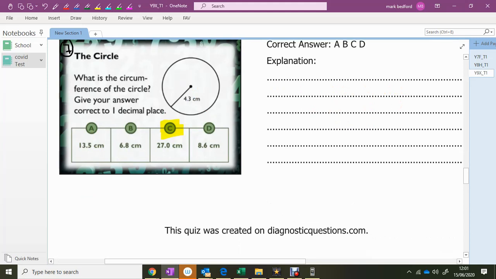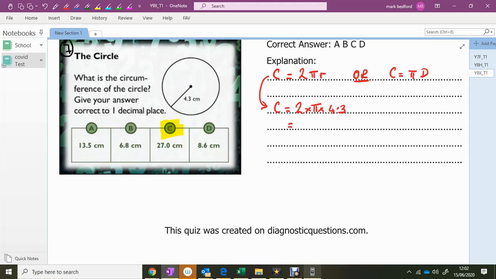On 7, we're asked to work out the circumference of the circle and to give our answer to 1 decimal place. The circumference of the circle is either 2 times pi times the radius, or you can do it as the circumference is pi times the diameter. In our case, we've been given the radius, so I should do that: 2 times the value of pi times the radius, in our case 4.3.